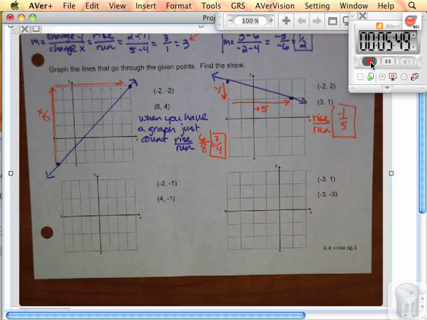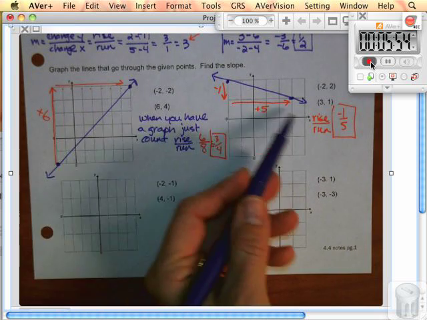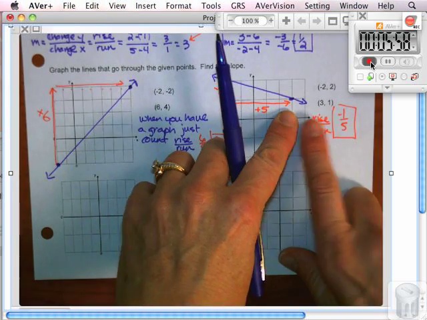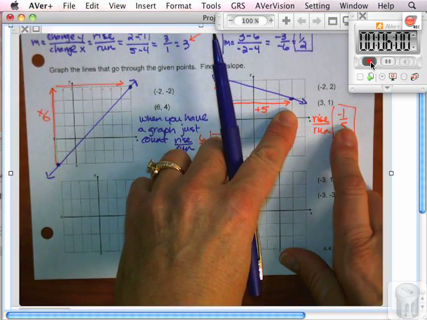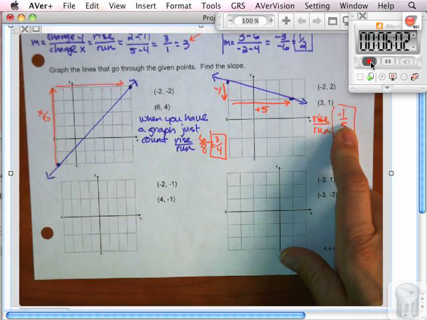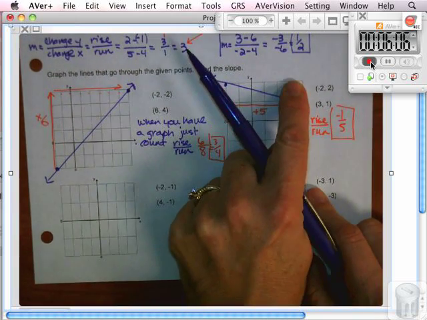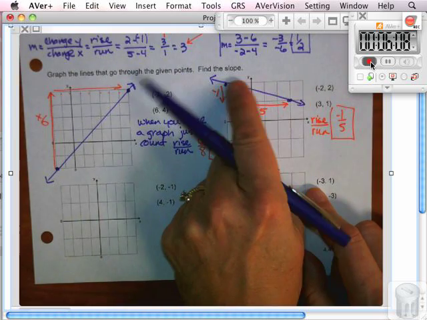Did you get a nice negative? Yeah. And is your line going down? If you plot these points and you have a line going down, you better be sure you get a negative. Oh, okay. I did the other way. It doesn't matter. You can do a rise of positive and a negative run, and you'll still get negative 1/5.